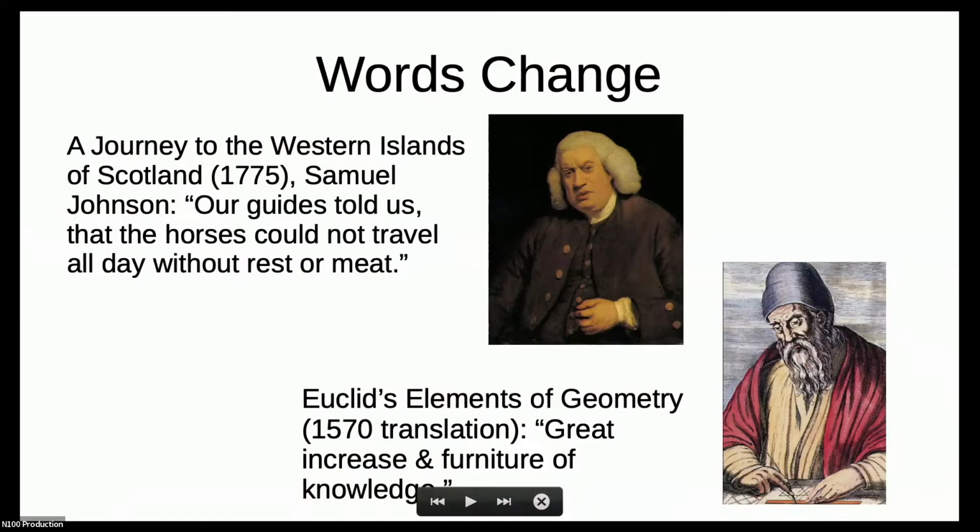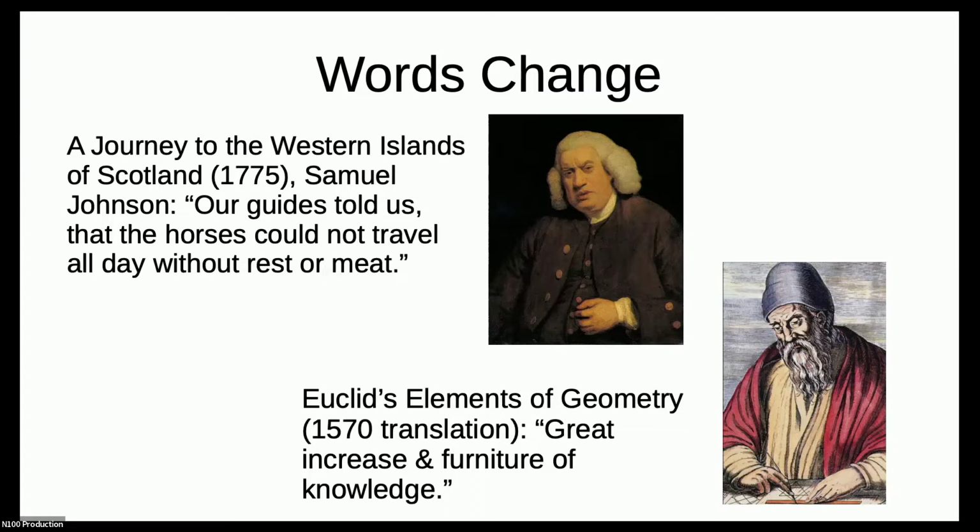Well, if we go back a few hundred years, Samuel Johnson was using some very common words. Our guides told us that the horses could not travel all day without rest or meat. Well, I didn't think horses ate meat, but then I looked up what meat used to mean, and it was just sustenance, right? It was a meal. Horses needed to eat something substantial, and they called it meat back then.